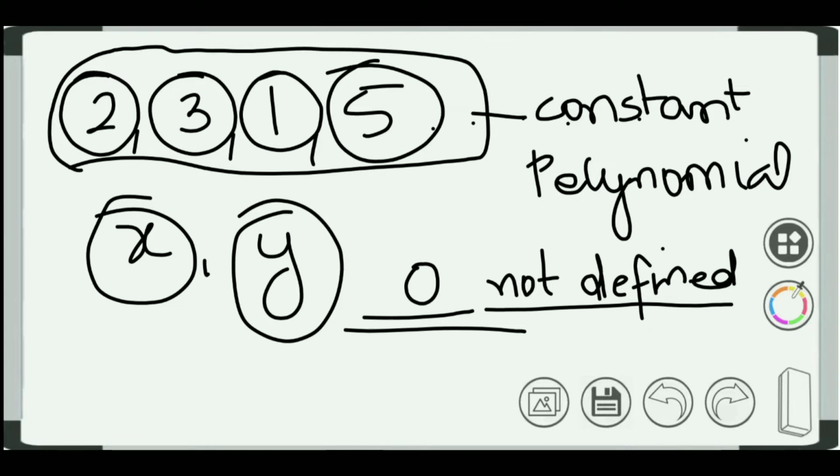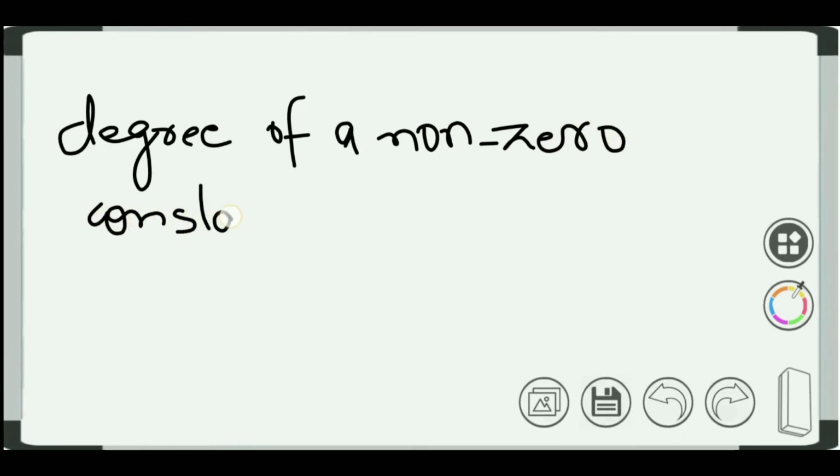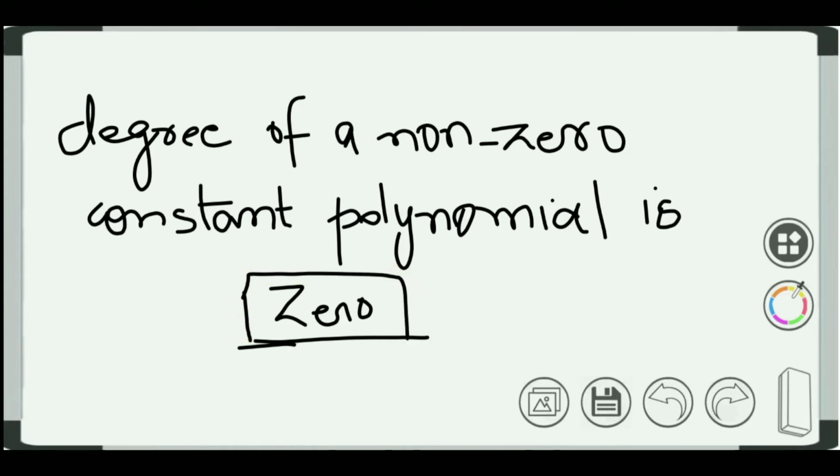Now, what is the degree of a non-zero constant polynomial? The degree of a non-zero constant polynomial is 0. You can note it down. Degree of a zero polynomial is not defined. Degree of a non-zero constant polynomial is 0. These are the important points regarding polynomials.